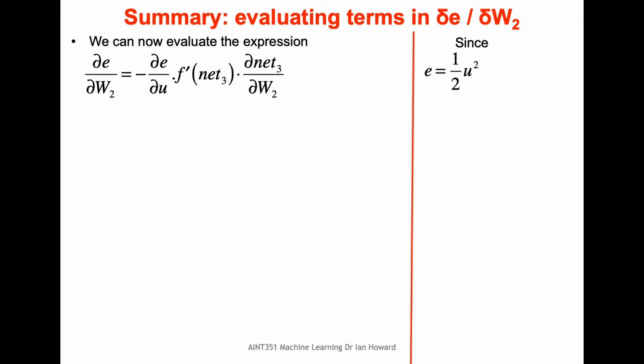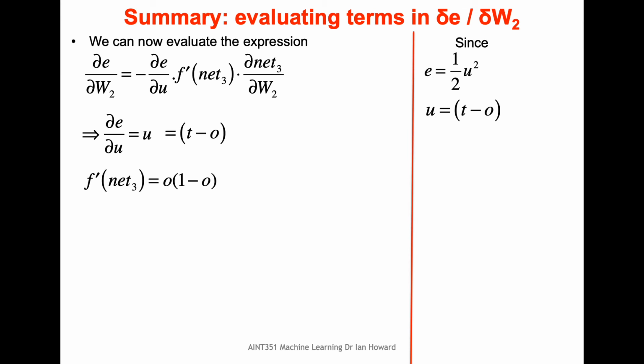So we're going to look now at the dE/du. We're going to sort that term out. We know that E equals a half u squared, so u equals t minus O, the output. Therefore dE/du is just u, which is basically target take away output. We also know that at the output the derivative of the sigmoid is given by output multiplied by 1 minus output. We derived that a couple of times.